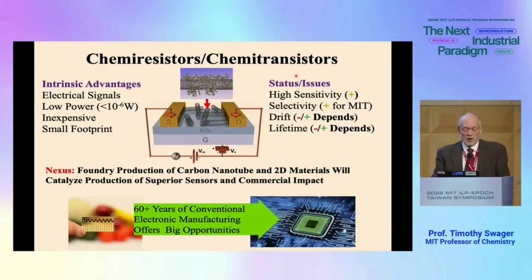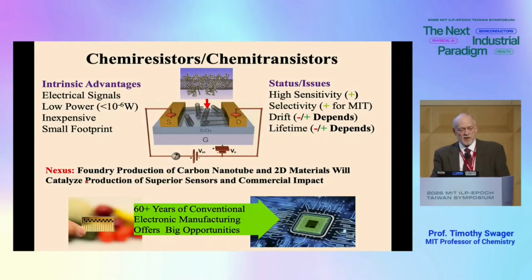The big issues with these materials: they can be very highly sensitive. Selectivity has always been a big issue for chemiresistors. I would say this is something our group has excelled on, mainly because we think about it from a very mechanistic standpoint. And drift in the lifetime of these sensors is always going to be an issue. These are not sensors you're going to put out and have them go for years. They're really going to be low cost and consumable.